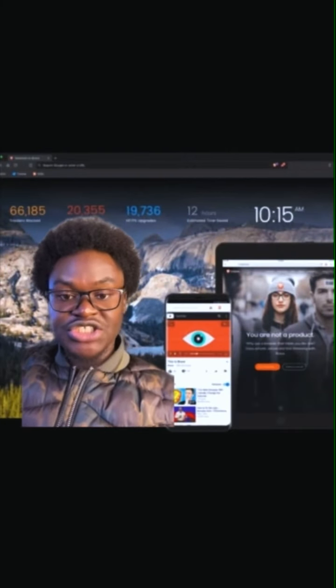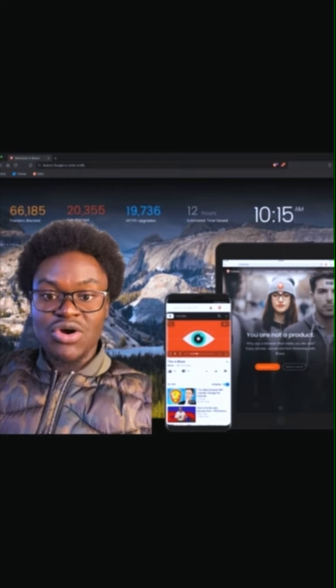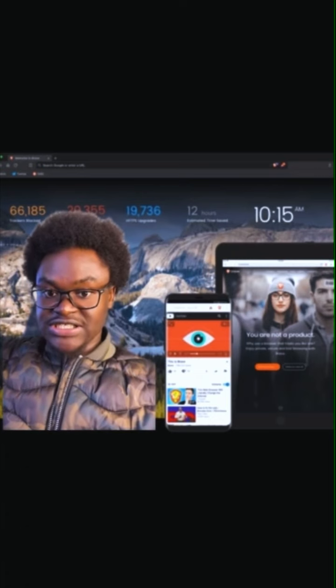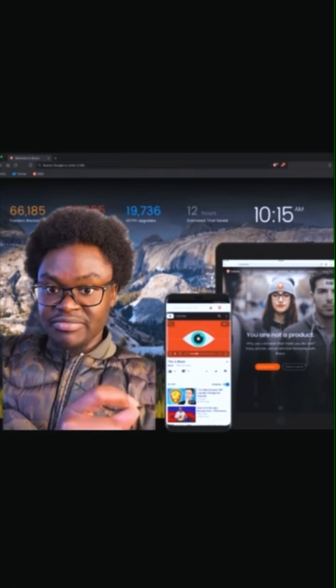And Brave browser was founded by this guy, Brendan Eich. Hopefully I pronounced his name correctly. He is the creator of JavaScript and the co-founder of Mozilla Firefox. On this Brave browser, you can choose if you want to see ads or not. And you get paid to see them. Now, that is a tip. You can download this Brave browser.